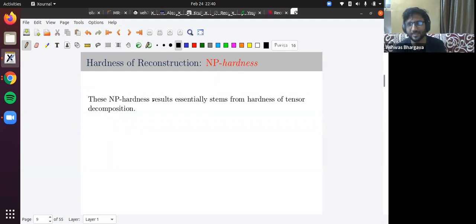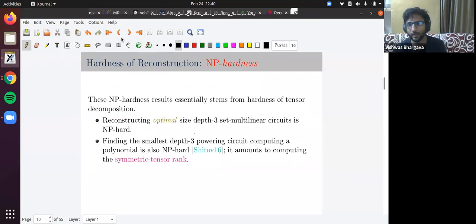These are essentially what we get out of hardness of tensor decomposition. We know that by Hastad's result, tensor decomposition is NP hard. From that, we get two immediate corollaries. Reconstructing an optimal size depth 3 set multilinear circuit, again the detail is not very important, but for some kind of restricted circuit it is NP hard to find the shortest representation. So it gives us a hardness result. And similarly for depth 3 powering circuits, this amounts to computing the symmetric tensor, right?